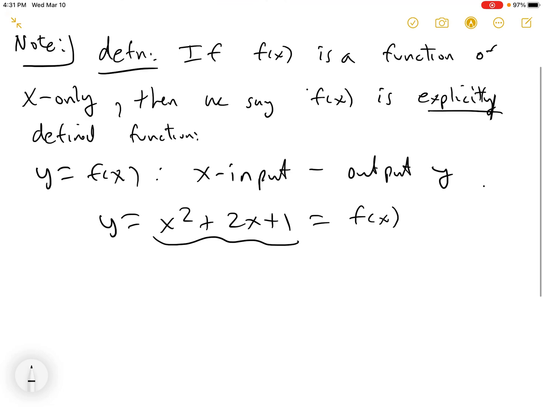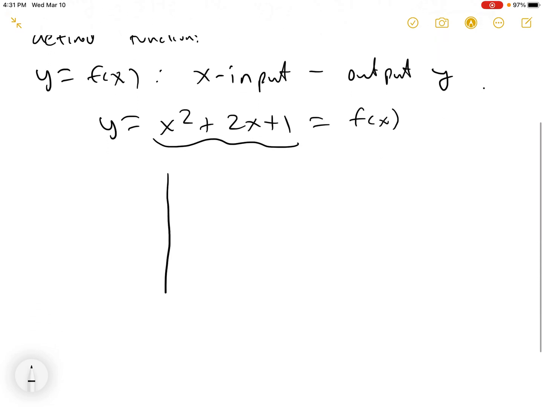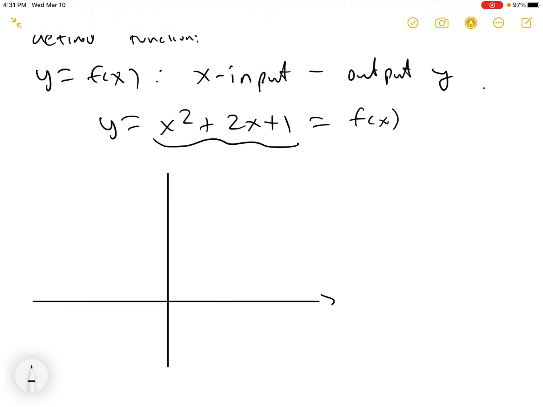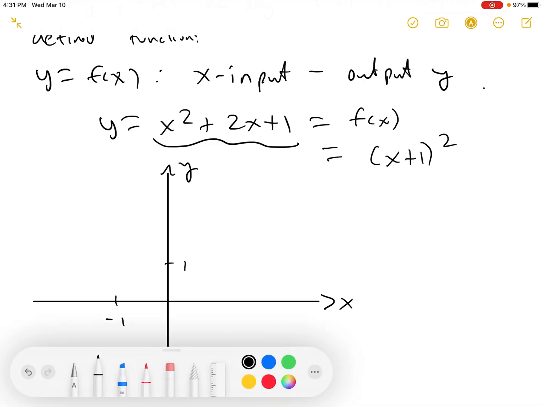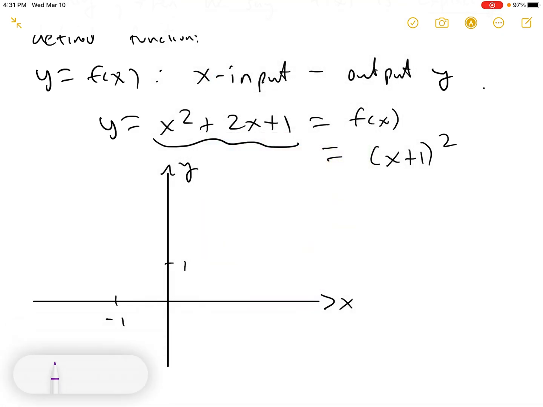Let's look at the graph of this particular explicitly defined function. x is the independent variable that lies on the horizontal axis. If you rewrite this, it's this, so it's got -1, 1. And if you graph it, it's a nice pretty parabola with a vertex at -1, 0 that opens up.